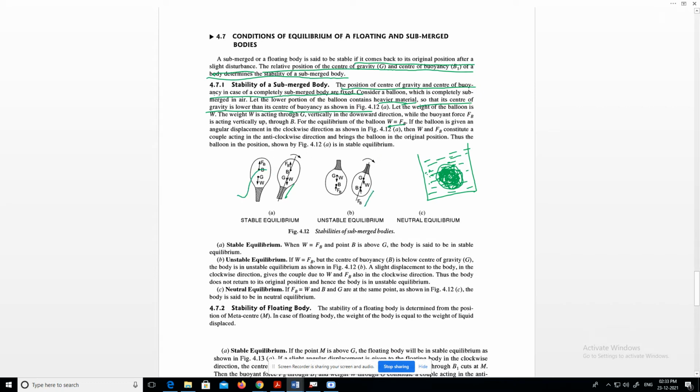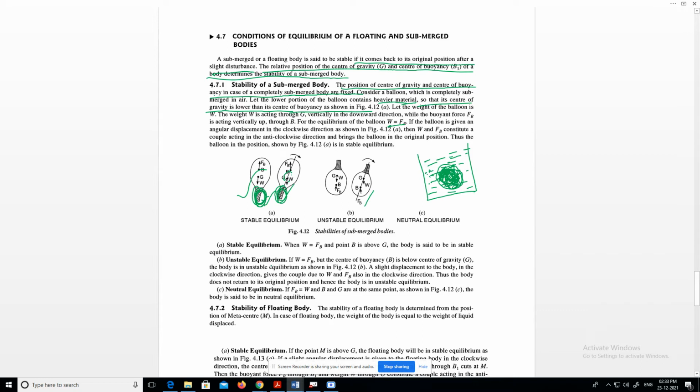This is unstable. If you tilt the balloon like this, it will automatically come back to this stable equilibrium position, due to the higher weight present at the bottom of the balloon, this area. So the center of gravity is here and the buoyancy force is here. If the weight of the body is higher, what will happen? These two positions will be interchanged.